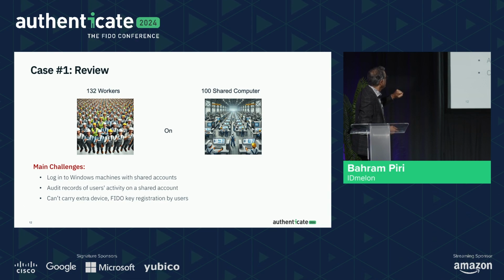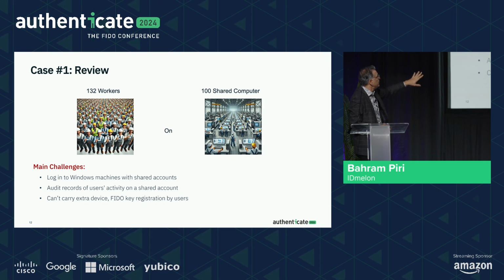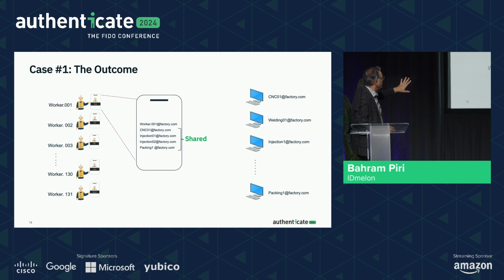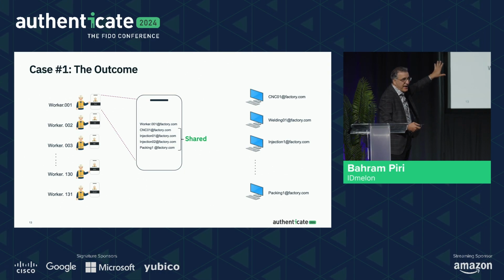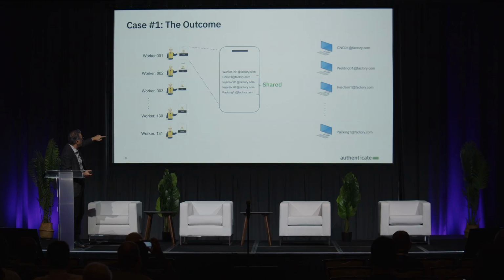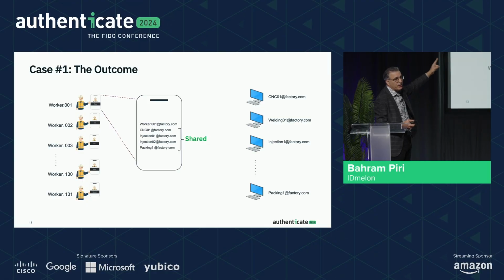Okay, let's review the first use case, how we help these 132 workers log in on the 100 shared computers. We help them use their badge as a sync passkey device, and the manager shares the account they want to give access to with their badge. They have one credential for access, for example worker1 at factory.com, but if he wants to access the CNC 1 machine, then they're going to share that passkey with that worker as well.